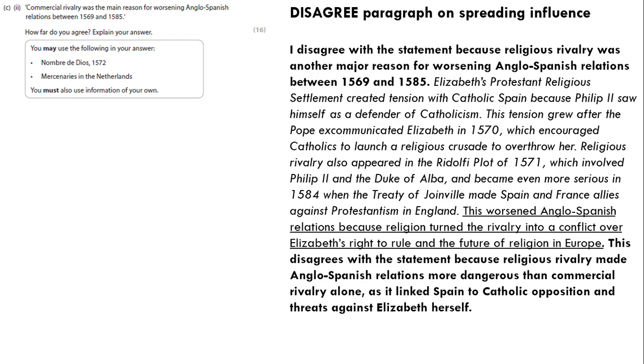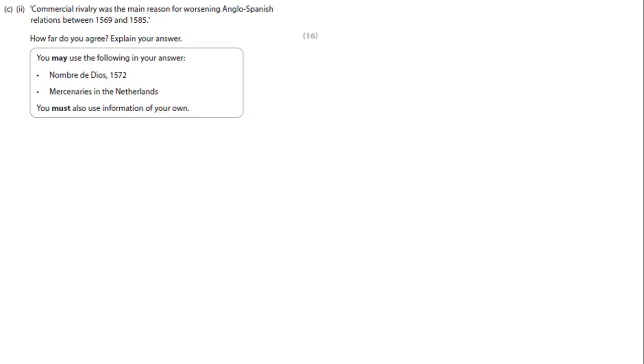in England. This worsened Anglo-Spanish relations because religion turned the rivalry into a conflict over Elizabeth's right to rule and the future of religion in Europe. This disagrees with the statement because religious rivalry made Anglo-Spanish relations more dangerous than commercial rivalry alone, as it linked Spain to Catholic opposition and threats against Elizabeth herself. So this is arguing religion's more important because it's more of a threat to Elizabeth.